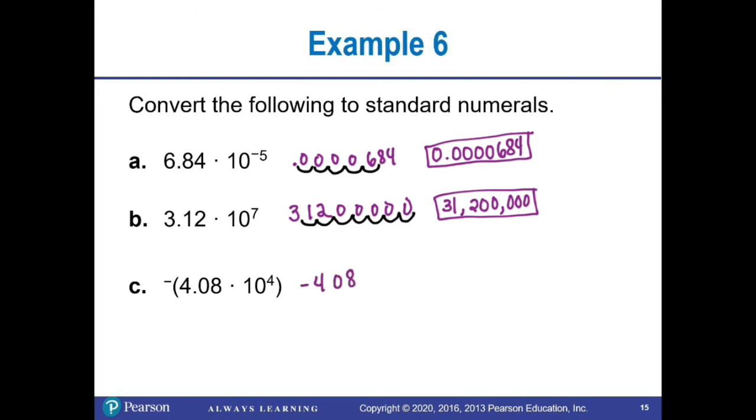Look at part C. Bring across that negative, and my number is 408. I have 10 to the 4th. That tells me I move my decimal place to the right 4 times. 1, 2, 3, 4. And so my final answer is -40,800.